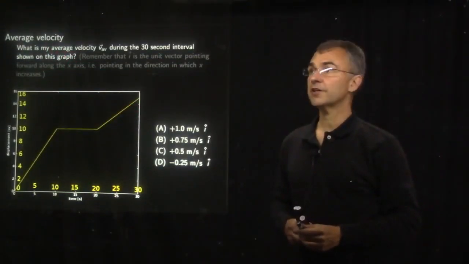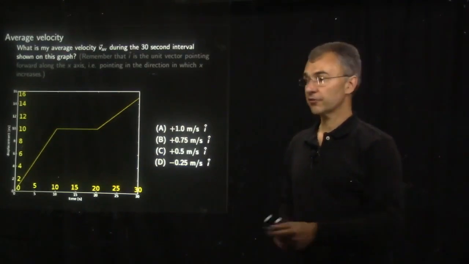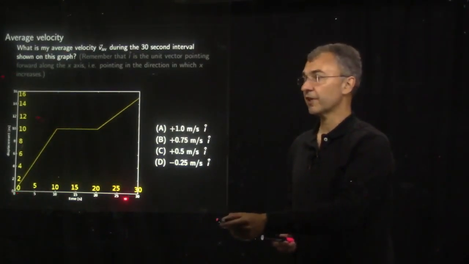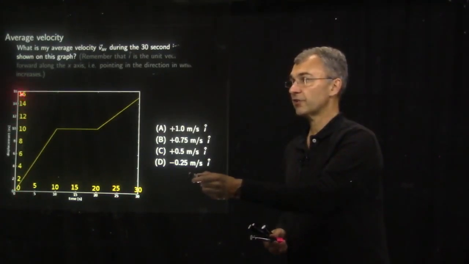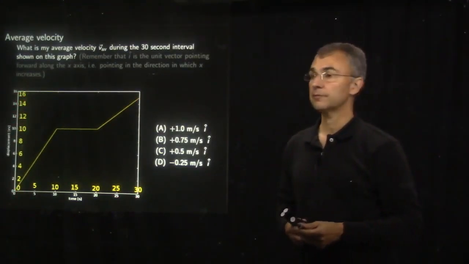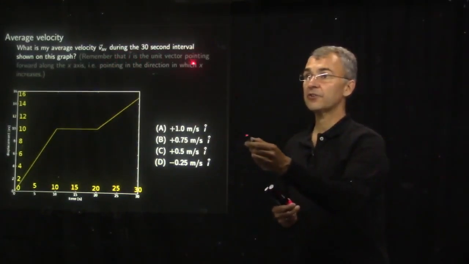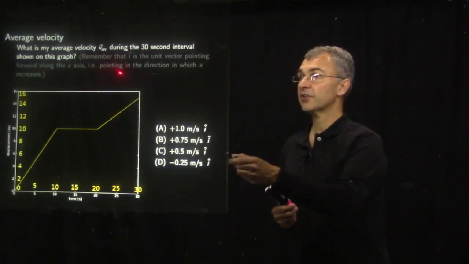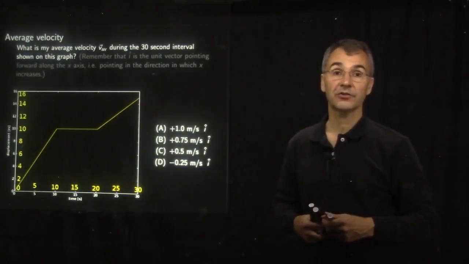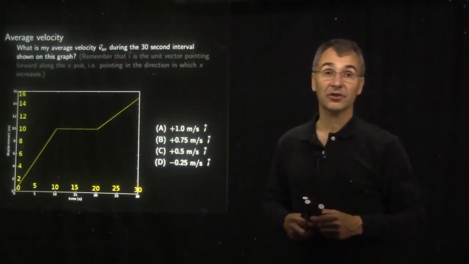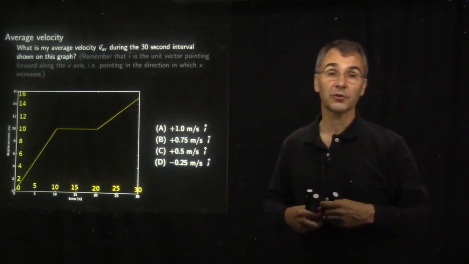What is my average velocity during the 30-second interval shown on this graph? So the time goes from 0 to 30 seconds. Displacement goes from 0 to 16, but really 15 is the largest point in meters. My average velocity, and by the way, remember that I hat is the unit vector pointing forward along the x-axis, in other words, pointing in the direction in which x increases. I don't really like the I hat stuff, but I'm going to use it just enough that it doesn't look too unfamiliar when you see it in the book.